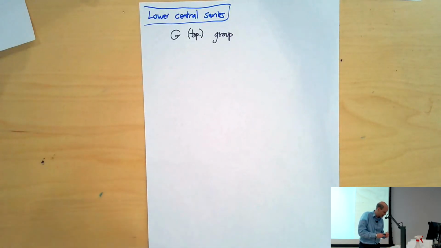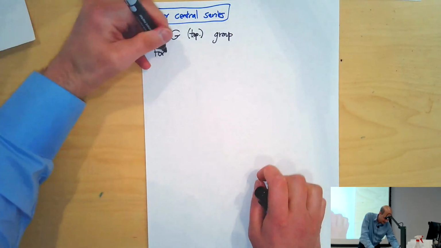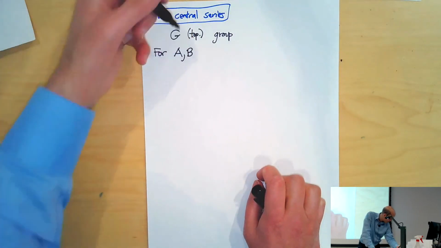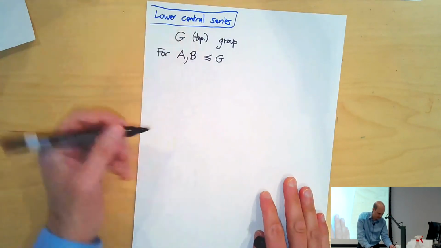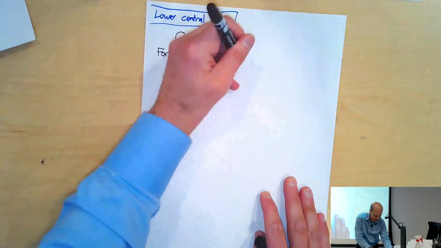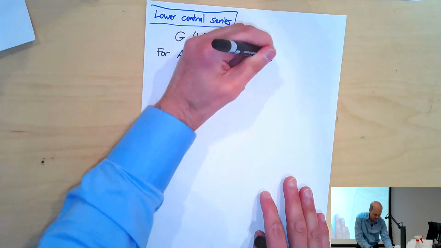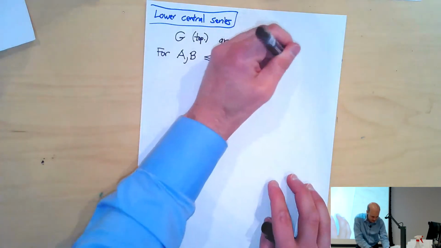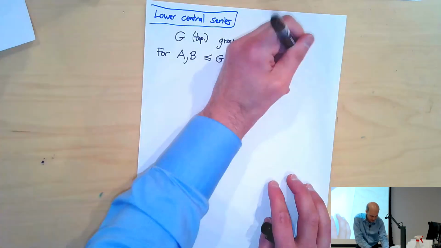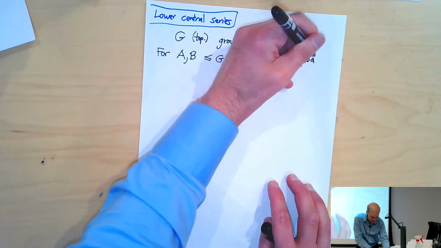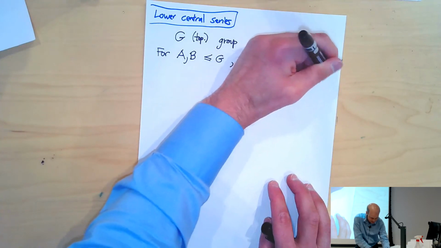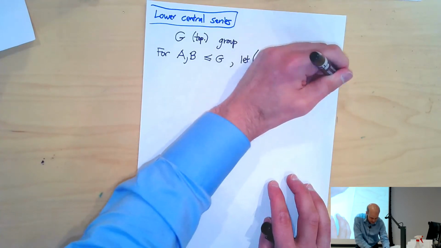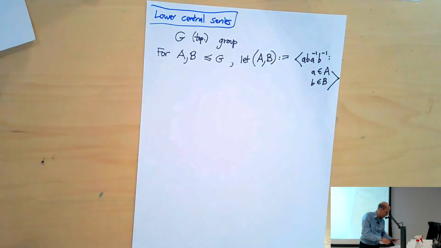But anyway, just think about a group, and if you have two subgroups, A and B, you can form the commutator of those two subgroups. I'll write (A, B). I'll define this to be, well, you take all the commutators, which are all the elements of the form ABA^{-1}B^{-1}, such that a is in A and b is in B. You take the subgroup that's generated by all those.